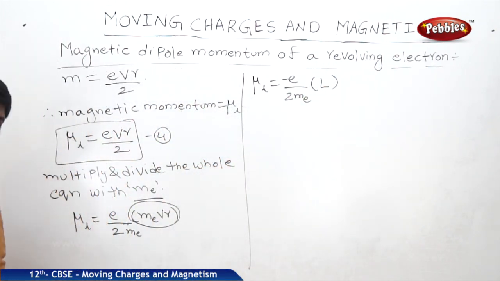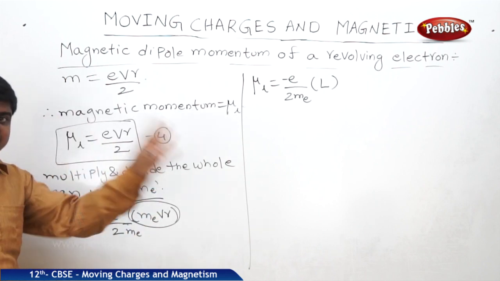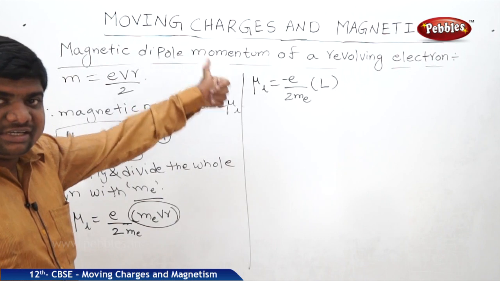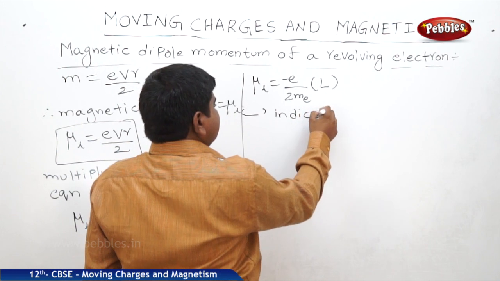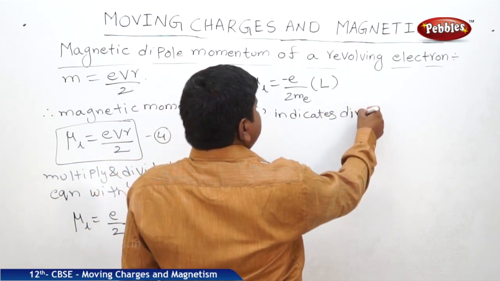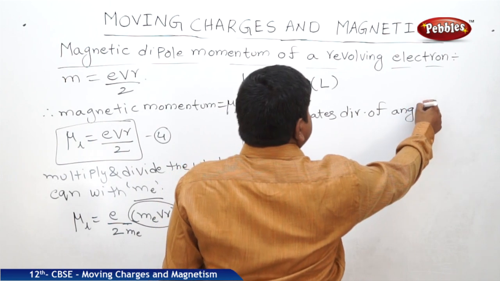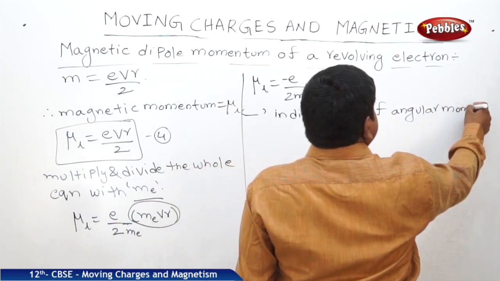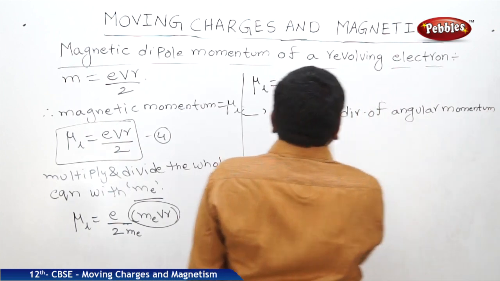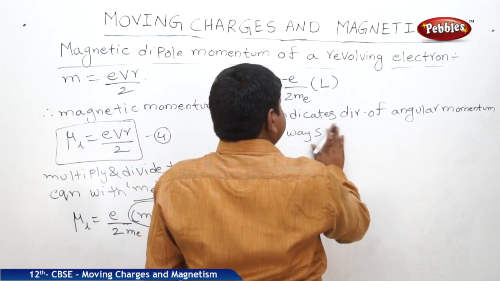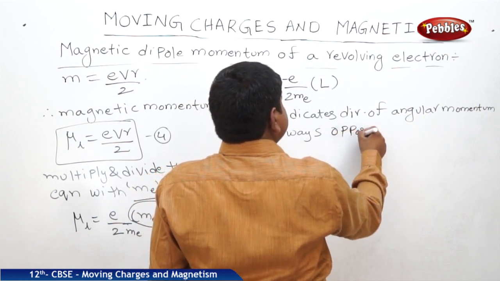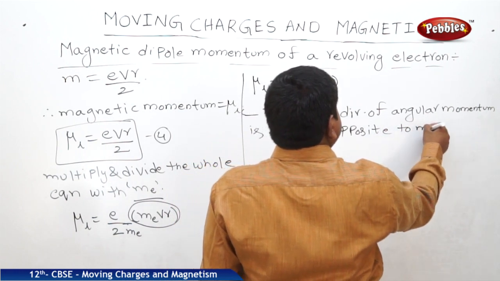What is the need of negative symbol here? Negative symbol indicates the direction of angular momentum is always opposite to the direction of magnetic moment.